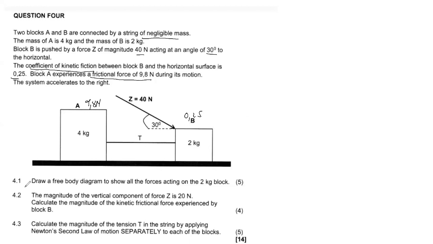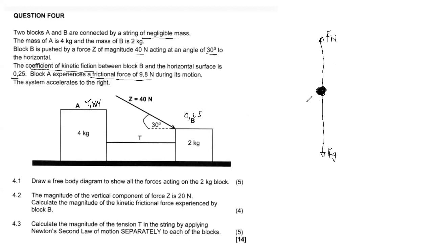Then 4.1 here says draw a free body diagram to show all the forces acting on the 2 kg block. So obviously we know we have to start with the dot here, which is indicating our object, the block. And then we know that the downward force always acting is the gravitational force. So make sure you show the arrow there. Remember, this is a vector. It has both magnitude and direction. Then we have our normal force acting up there.